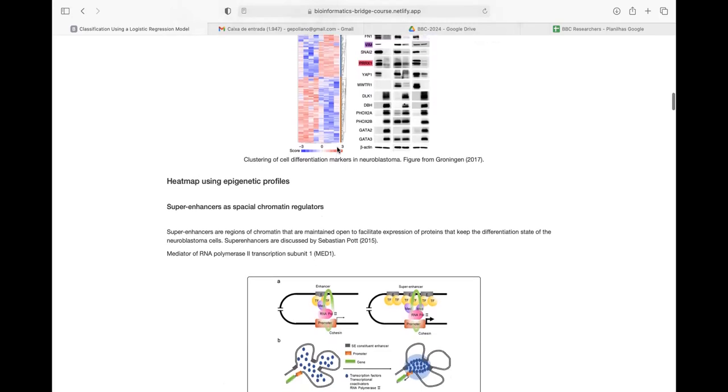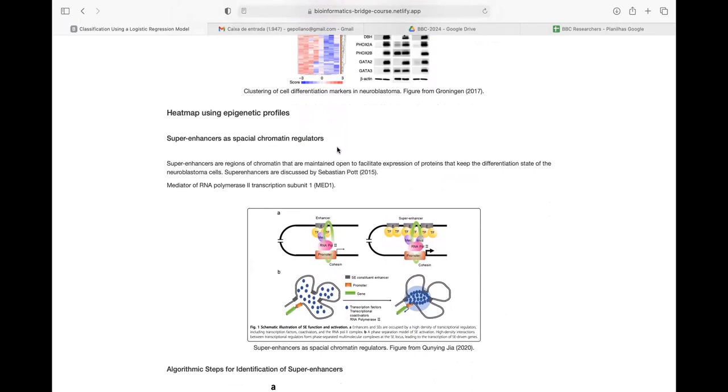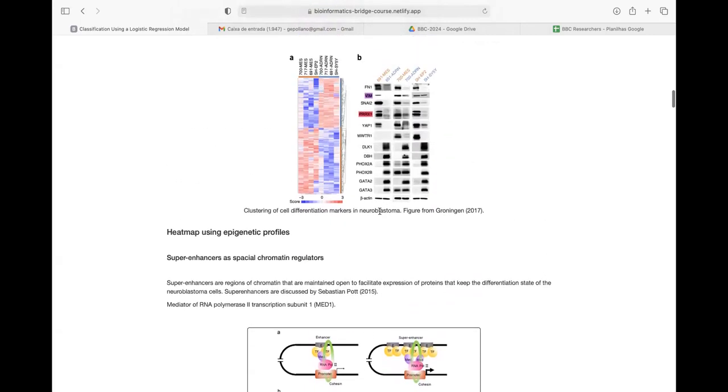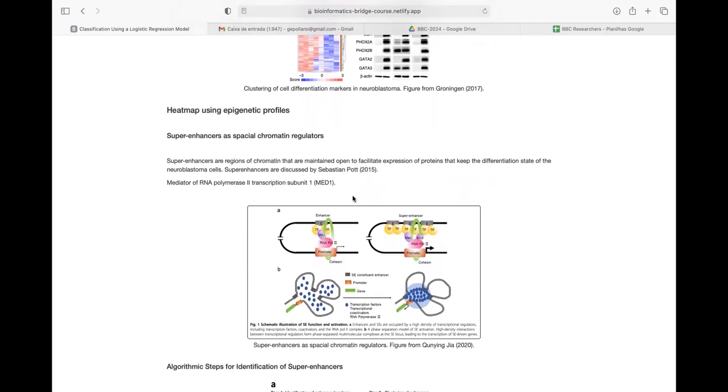This state of differentiation has led scientists to look for an explanation for these states of protein expression, these states of gene expression. One of the explanations is the idea of super enhancers. Super enhancers are regions of the chromatin that are maintained open to facilitate the expression of proteins that keep the differentiation state of the neuroblastoma cells.